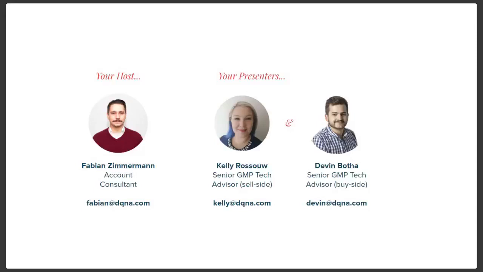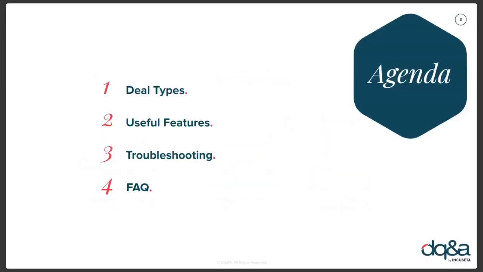All right, our agenda for today. Basically, we'll show you, or the team will show you, different types of deals you can go through, from both perspectives, the Ad Manager perspective and the DV360 perspective. Useful features you can use, troubleshooting, and concrete examples of what can go wrong. And in the end, as already teased, we're going to do an FAQ. So whatever questions you have, feel free to ask. With this, I'm going to hand over to Kelly and Devin.